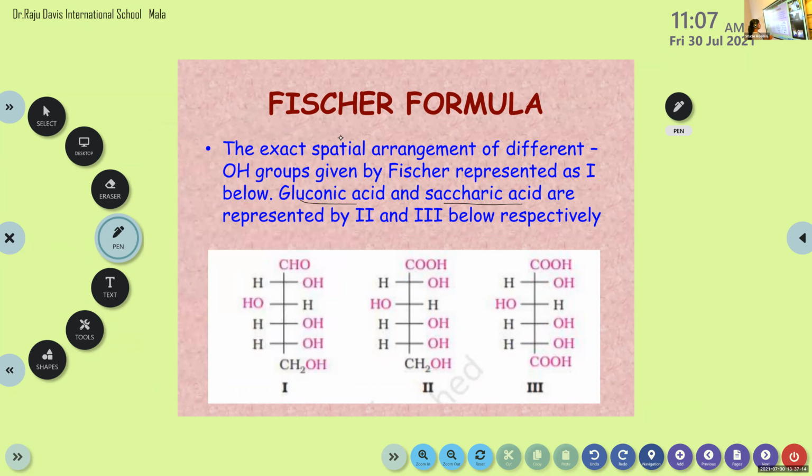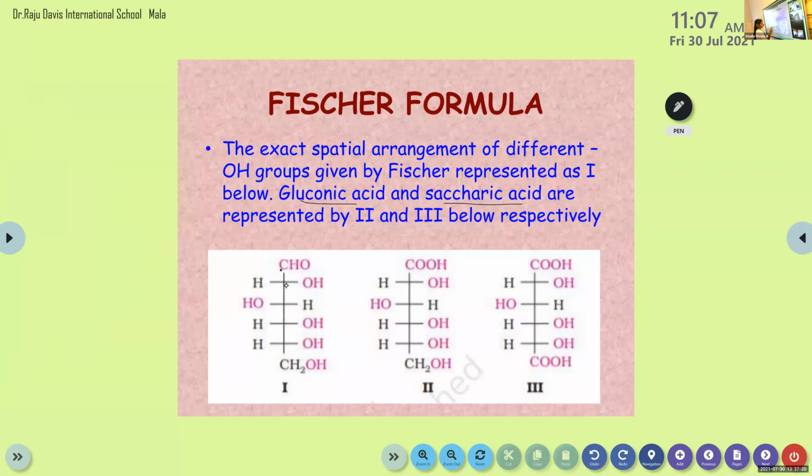According to Fischer formula, this glucose has 6 carbon atoms: 1, 2, 3, 4, 5, 6. They are in a straight line, right? And there is one carbonyl group here. This carbonyl group is an aldehyde, CHO. The aldehyde group is present here.